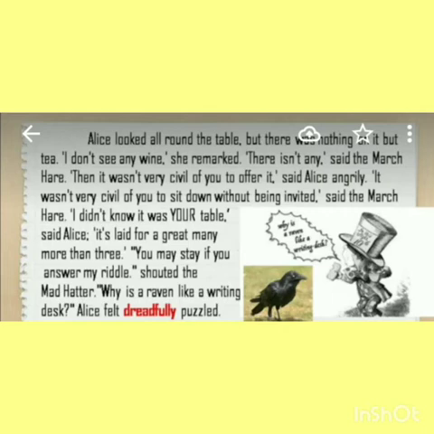"It wasn't very civil of you to sit down without being invited," said the March Hare. Okay, and the hare, that is rabbit, what is it saying? We didn't invite you. Why are you sitting with us? Rabbit is asking Alice. "I didn't know it was your table," said Alice. Alice was saying, I didn't know it was your table.